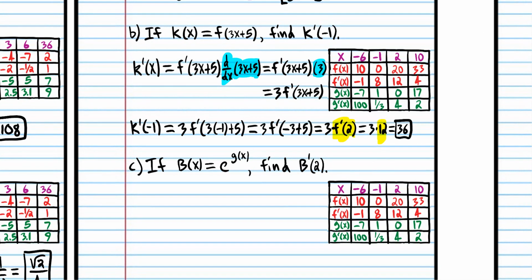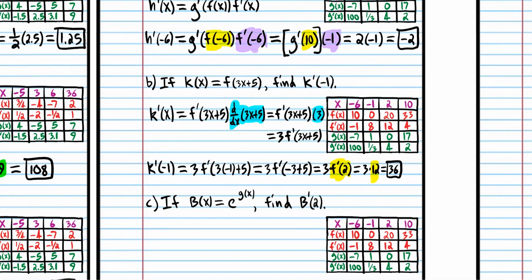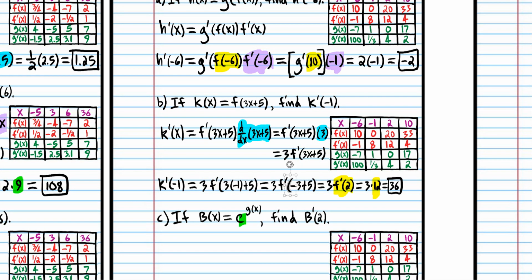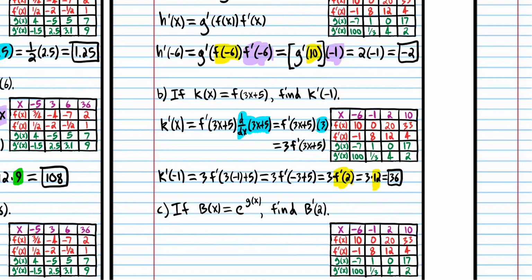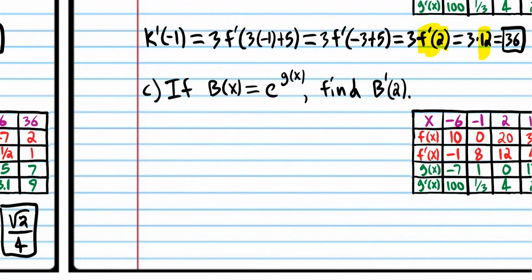Okay, now let's do part C. So in this problem, the outside function is actually defined. We know what it is. It's e. Whereas in the previous problem, the outside function was not defined. We just had a name. We called it f, but we didn't know actually what it was. In this problem, we don't know what the inside function is. We just call it g, but we don't know what it is. But in the previous problem, the inside function was defined. Now, again, in the first problem, neither the inside function nor the outside function was defined. So, a lot of different variations of these problems.